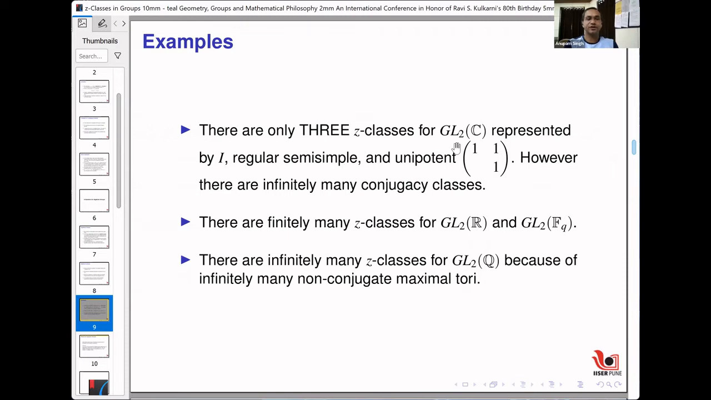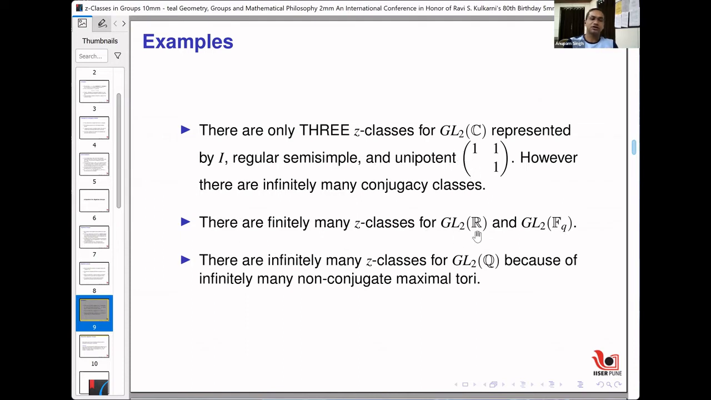This can also be computed easily. One way to compute is to first write down the conjugacy classes, and then see what the centralizer is and check whether they're conjugate or not. In this case it's quite easy. Once you write down, let's say, the Jordan canonical form for elements, you can compute centralizers, and you'll see that they are different here. They're non-isomorphic, in fact. However, there are infinitely many conjugacy classes, because, for example, you can take semisimple elements, that means diagonal elements, and you'll see that they are different conjugacy classes. So there are infinitely many conjugacy classes here, but just 3 G classes.